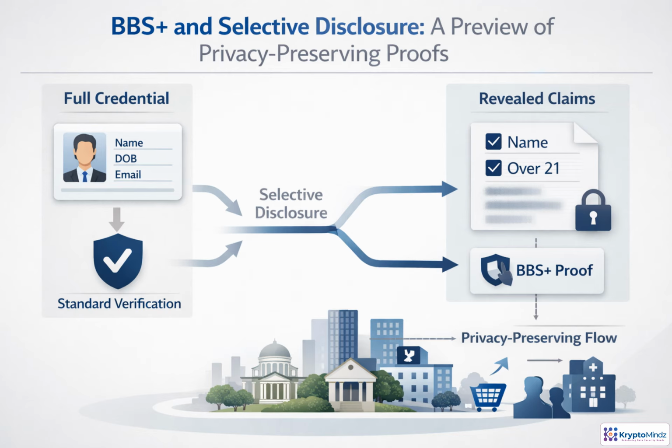Standard digital signatures usually prove that a whole credential was issued and has not been changed. Selective disclosure adds a privacy layer. The holder can create a presentation that reveals only what a verifier needs, such as being over 21 or having active membership, while other attributes stay hidden. BBS+ is one signature approach that supports this pattern. For now, treat it as a preview of the privacy-preserving flows we'll revisit later.